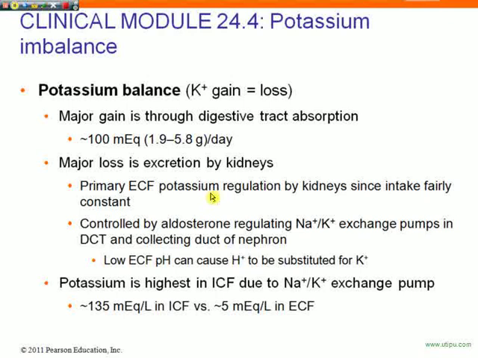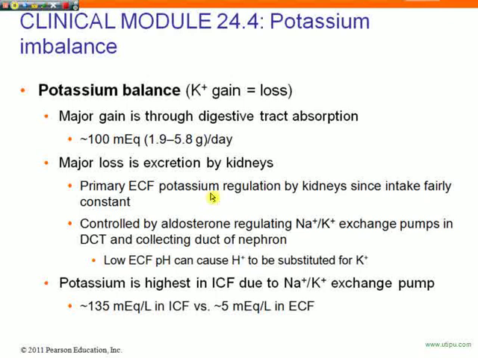In the case of low ECF pH, in other words, an acidotic state, in order to get rid of those hydrogen ions which are contributing to the acidosis, the hydrogen can be substituted for potassium. Okay, so if the body is getting rid of hydrogen instead of potassium in order to reduce acidosis, that can result in an elevated serum potassium.